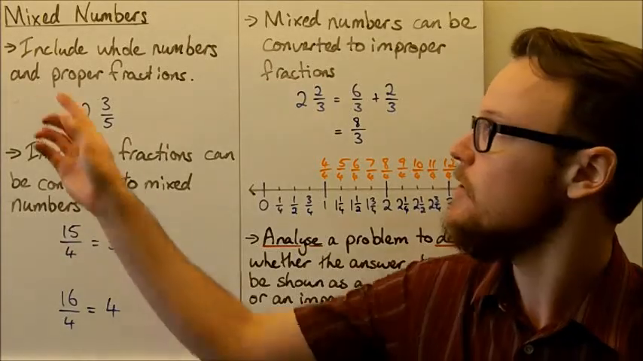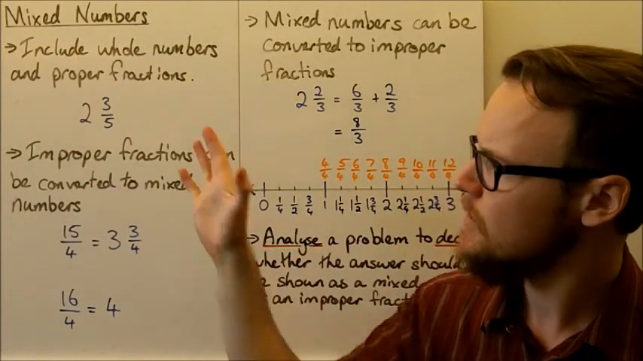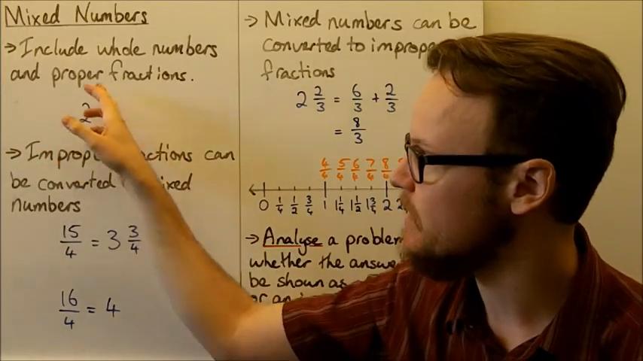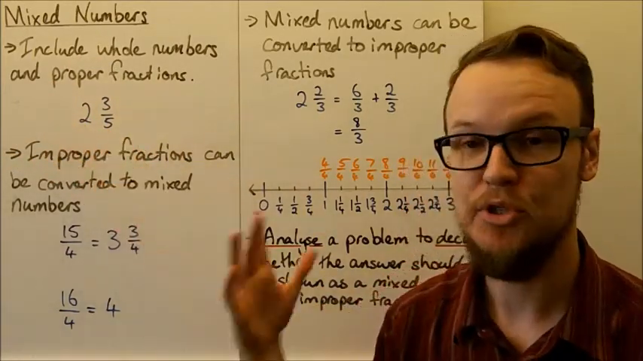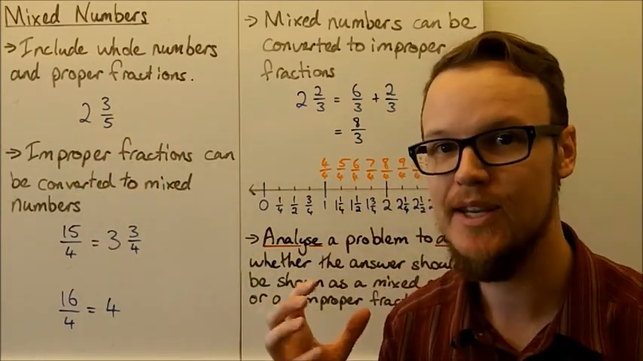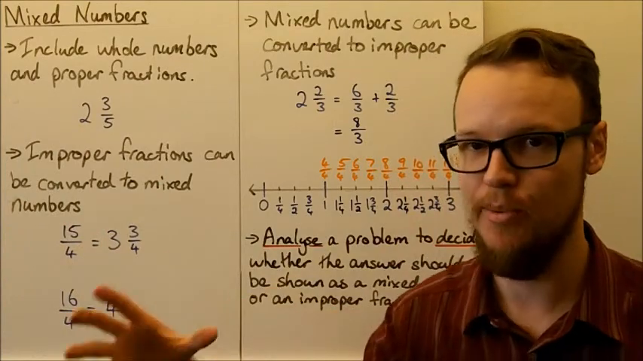Today we're going to look at mixed numbers. Mixed numbers include whole numbers and proper fractions. So here we've got a mixed number. This mixed number is 2 3/5. It's the same as saying I've got two whole amounts and then an extra 3/5 on top of that.